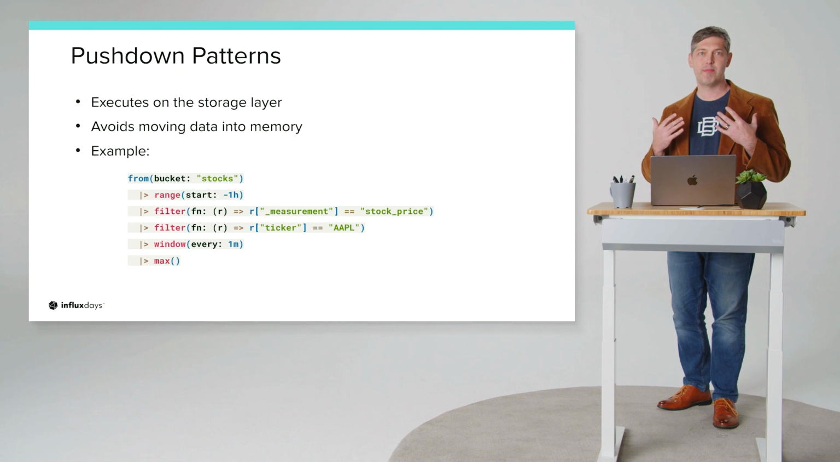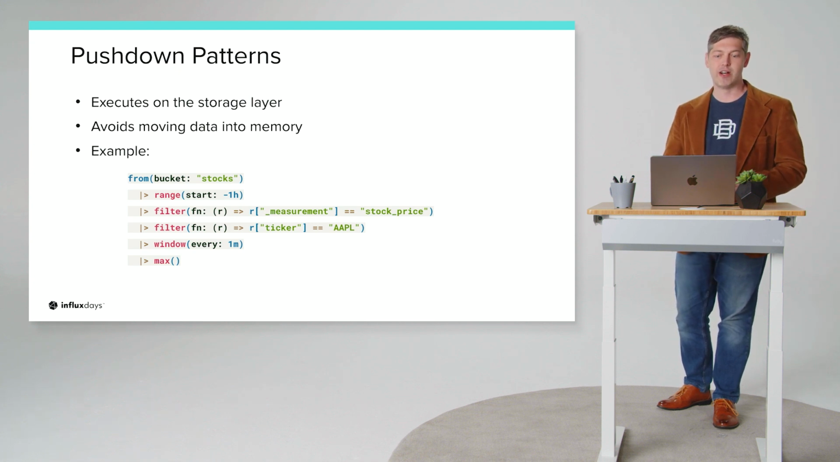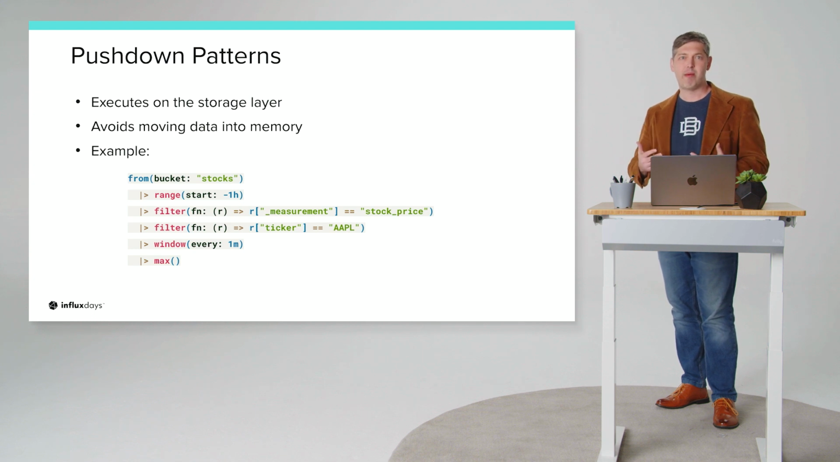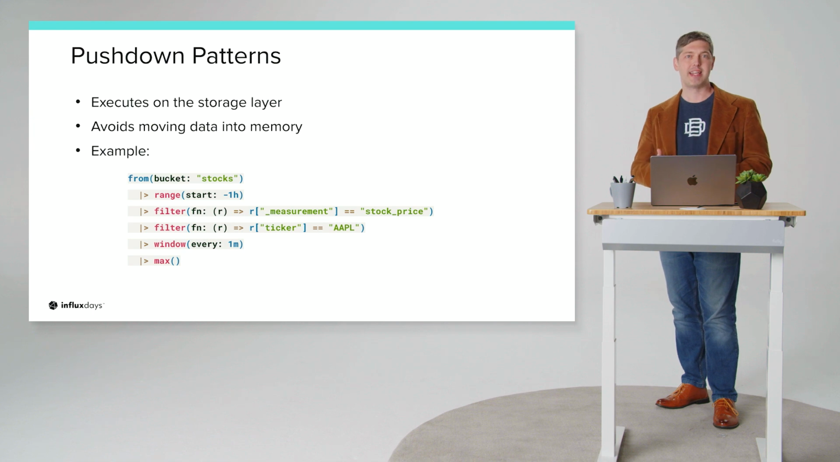You can also perform windowing and certain aggregations down at that storage layer. So there's a lot of things that you can do that'll make that query a lot faster. And then once you have just the data you want, then you can perform heavier operations like regrouping or running a map or a pivot on that data. There's a whole lot more information that you can find on this online, but this is a really powerful pattern for you to learn to improve your Flux query performance.